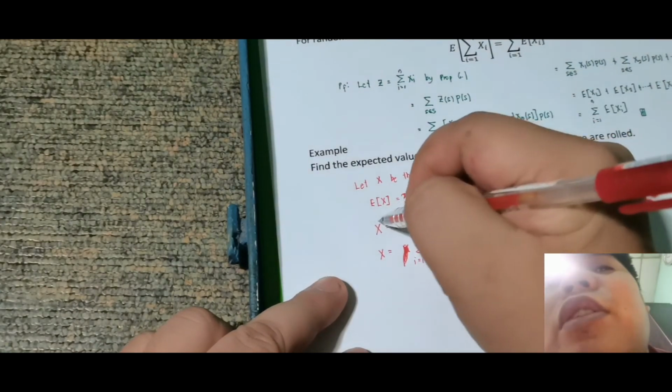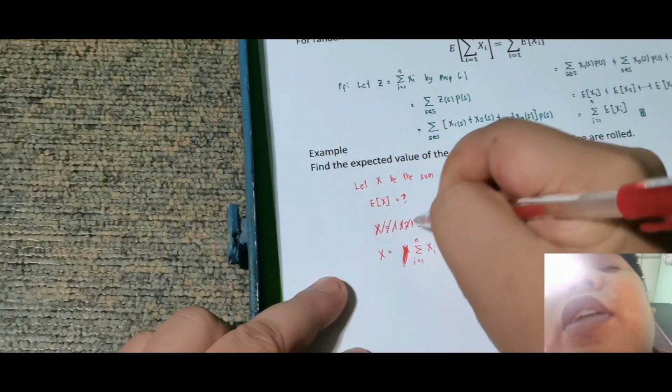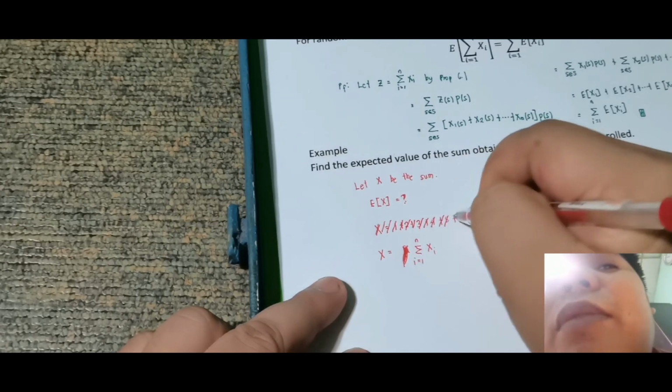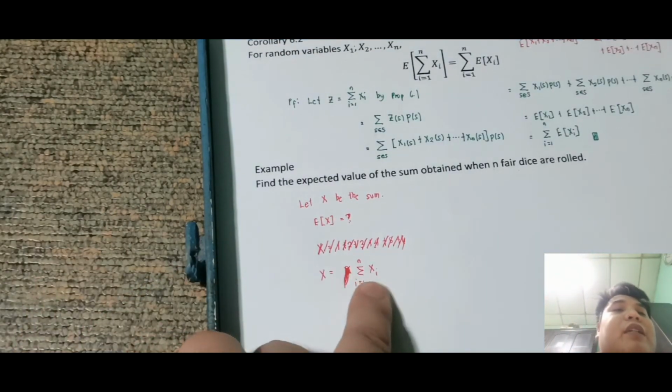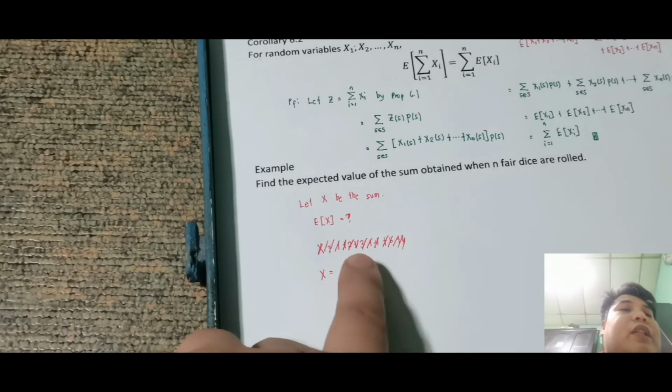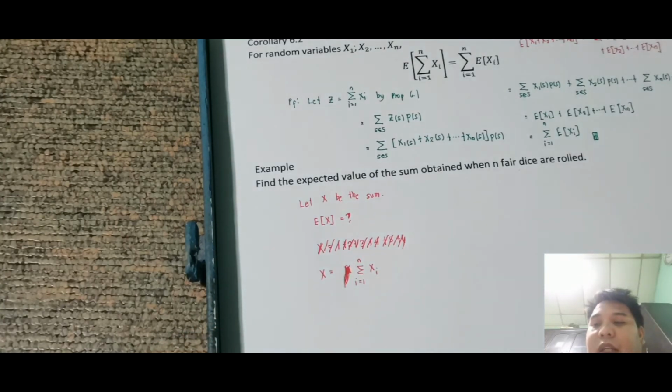Hindi ko kailangan isulat to. Sorry. Ang kailangan ko lang isulat is something na ito. So yung x natin, yung beta sum, siya yung summation ng mga x sub I for I is equal to 1 up to n. Kasi hindi natin alam kung ilang n per dies yung isa.